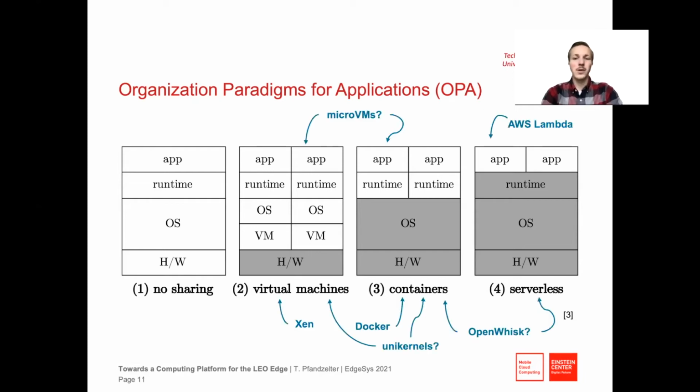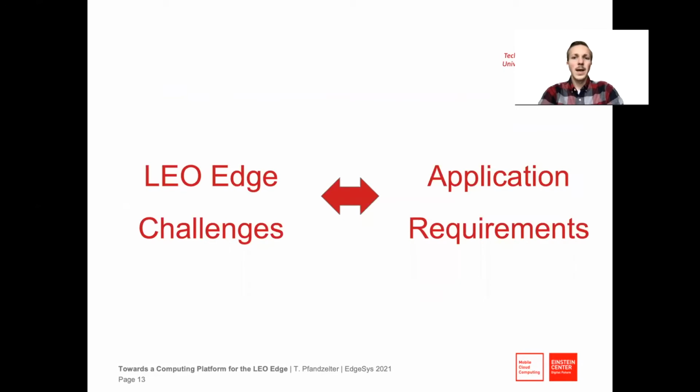Now, of course, the distinction is not actually that easy when you get down to the implementation details. For example, what are micro VMs or Unix kernels? Containers or VMs? What is OpenWhisk, a serverless platform based on containers? For now, we are only talking about general paradigms, not technologies. And to find out which organization paradigm makes sense for our platform, let's look at two things: the unique challenges of the LEO Edge on one side, and the requirements that users and applications have for our platform.